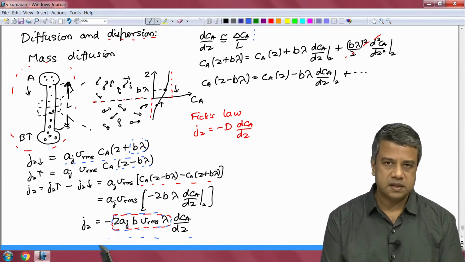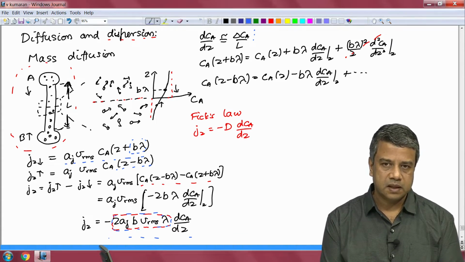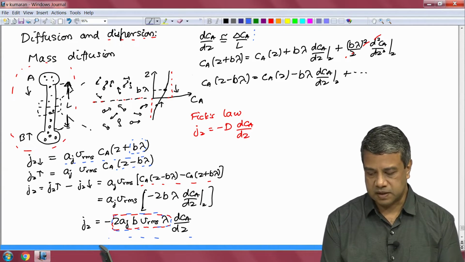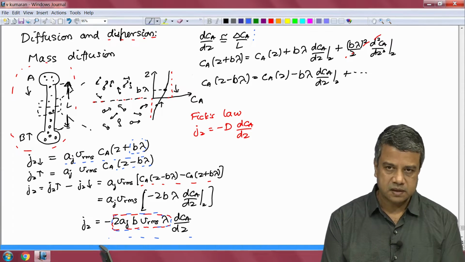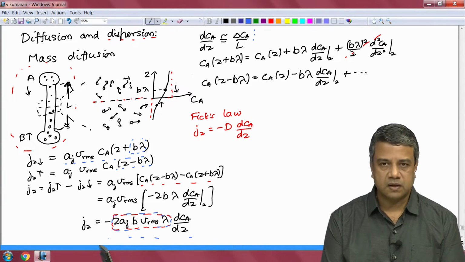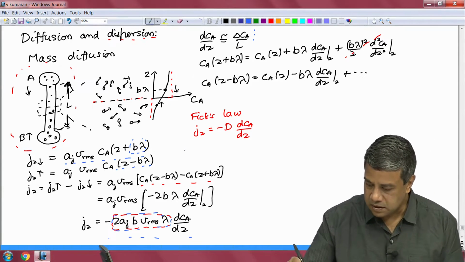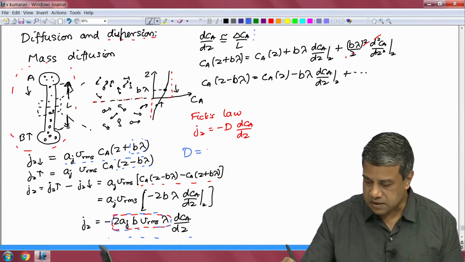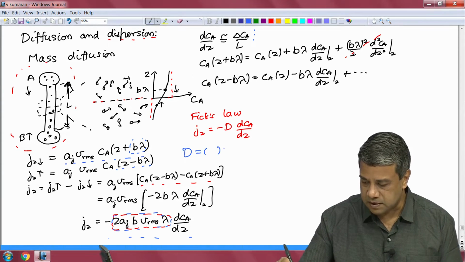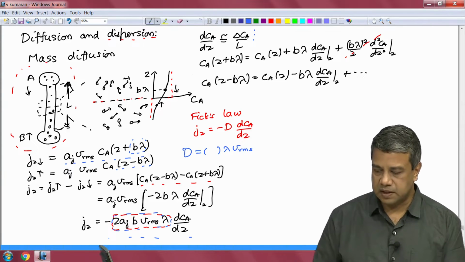proportional to dCA by dZ. It has a negative sign because there is flux from regions of higher concentration to regions of lower concentration, and it has a coefficient which is equal to some order 1 factors times the root mean square velocity times the mean free path. Therefore, the diffusion coefficient is equal to some order 1 factors times the mean free path times the root mean square velocity, in a gas.